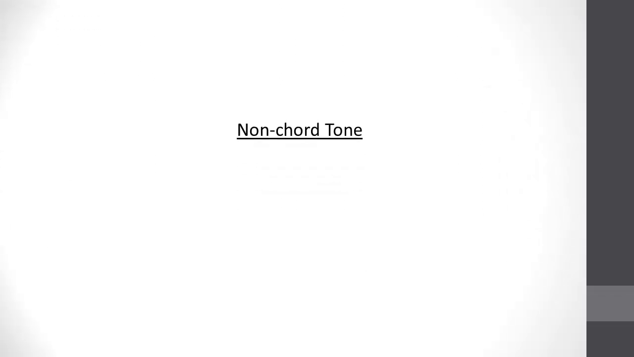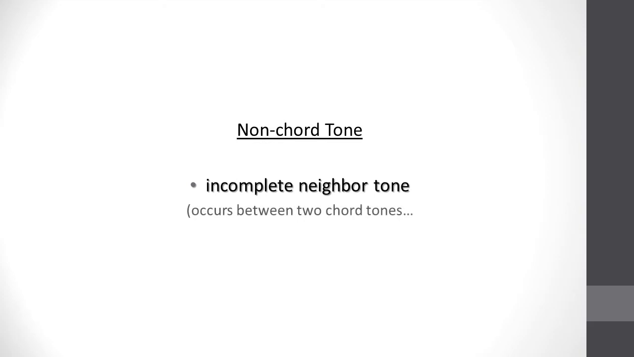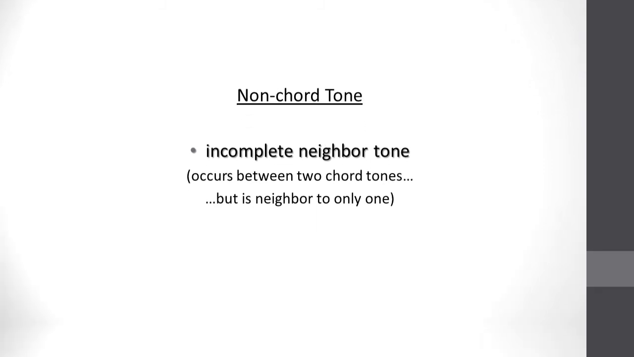The next type of non-chord tone we are going to look at is called the incomplete neighbor tone. Like the neighbor tone, the incomplete neighbor tone occurs between two chord tones. The difference here is that it is neighbored to only one of the chord tones. Let's demonstrate this with some examples.